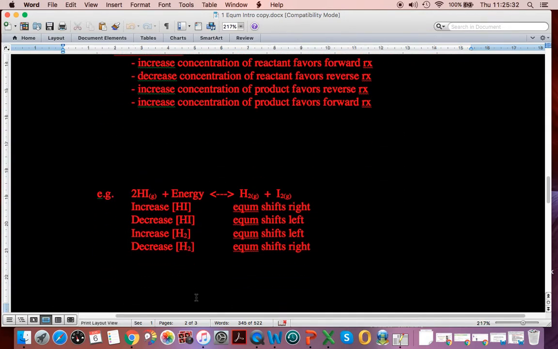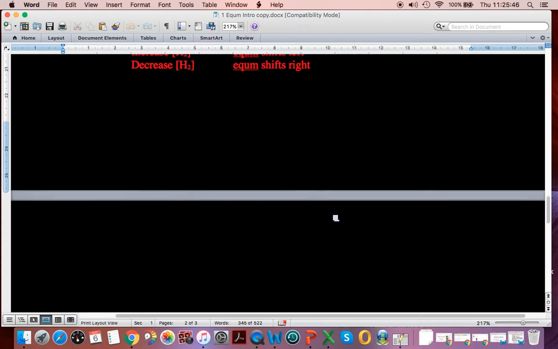So here's a little sample. We have an increase in the HI, it goes to the right. Decrease the HI, it comes to the left to replace the HI. Increase in the H2, it's going to go to the left, and a decrease in H2 is going to pull it to the right. So that should be easy.